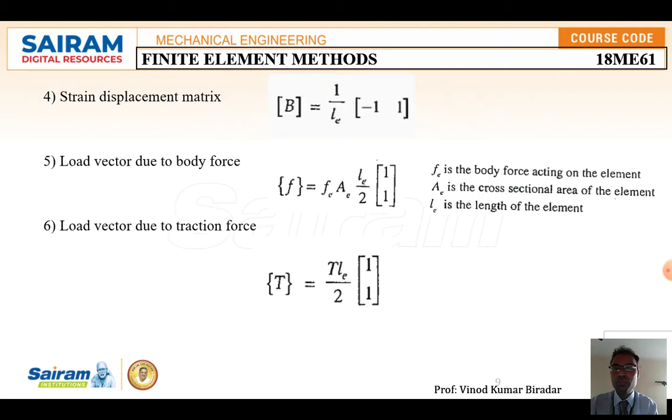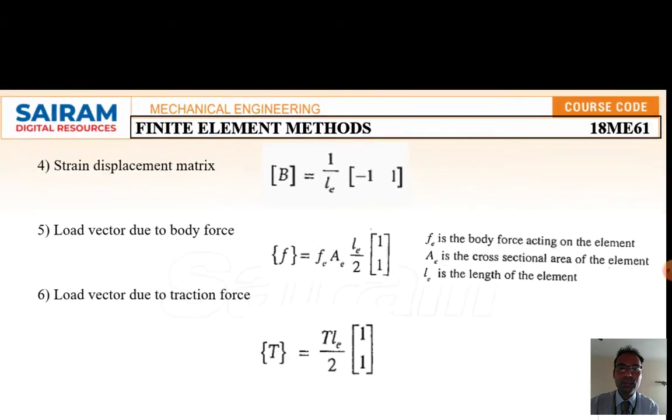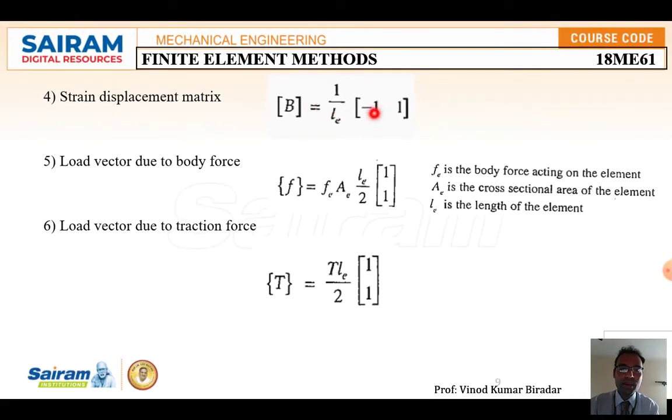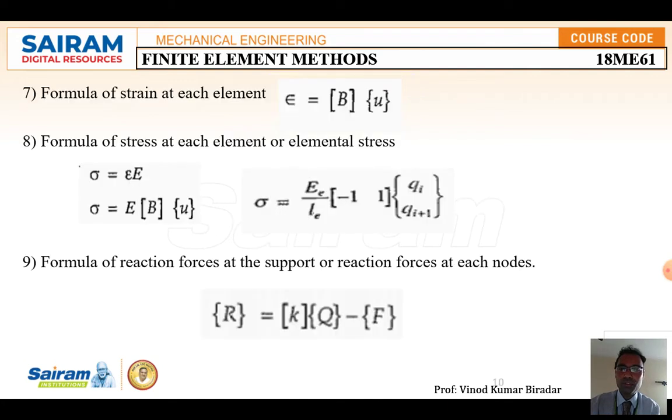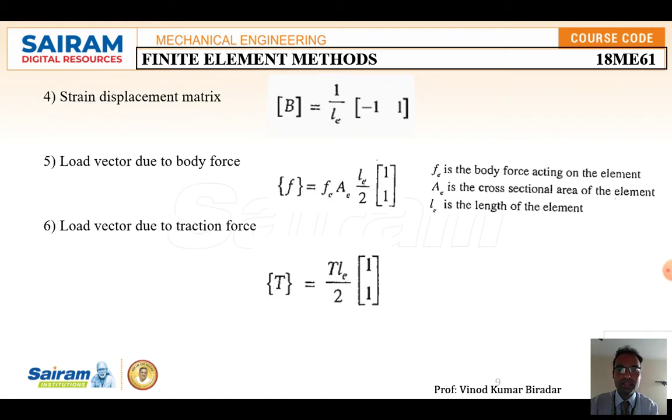Next, the strain displacement matrix formula you are going to calculate using this formula, that is B equal to 1 by Le times minus 1, 1. Load vector due to body force is f equal to A rho Le by 2 times 1, 1. And load vector due to traction force is T equal to T Le by 2 times 1, 1, traction force. So these are the formulas, and the formula for strain is epsilon equal to B into U. B is nothing but the strain displacement matrix here.